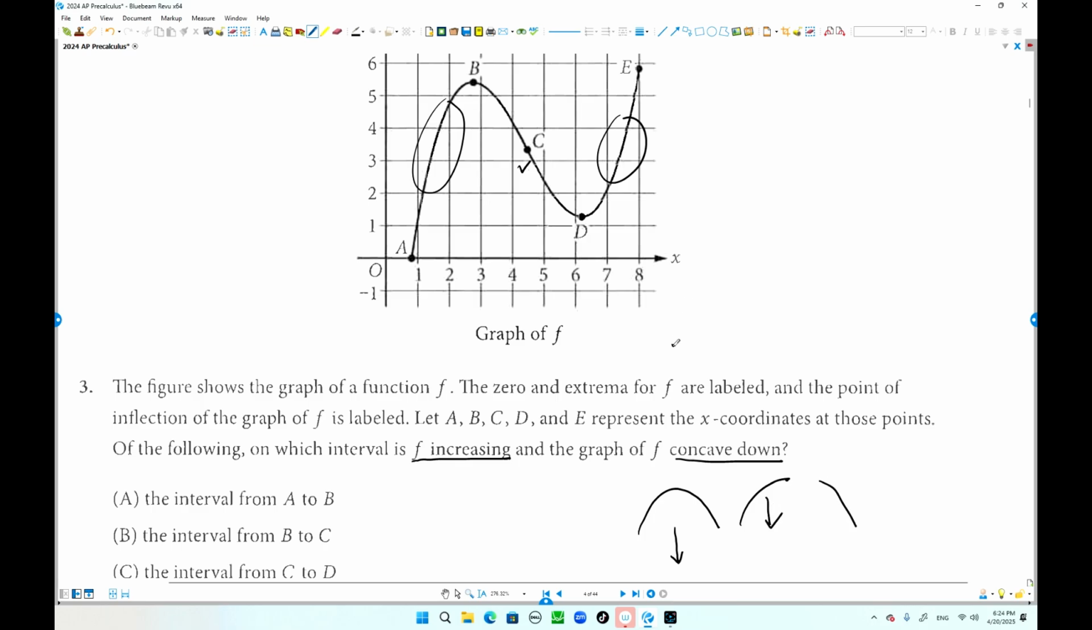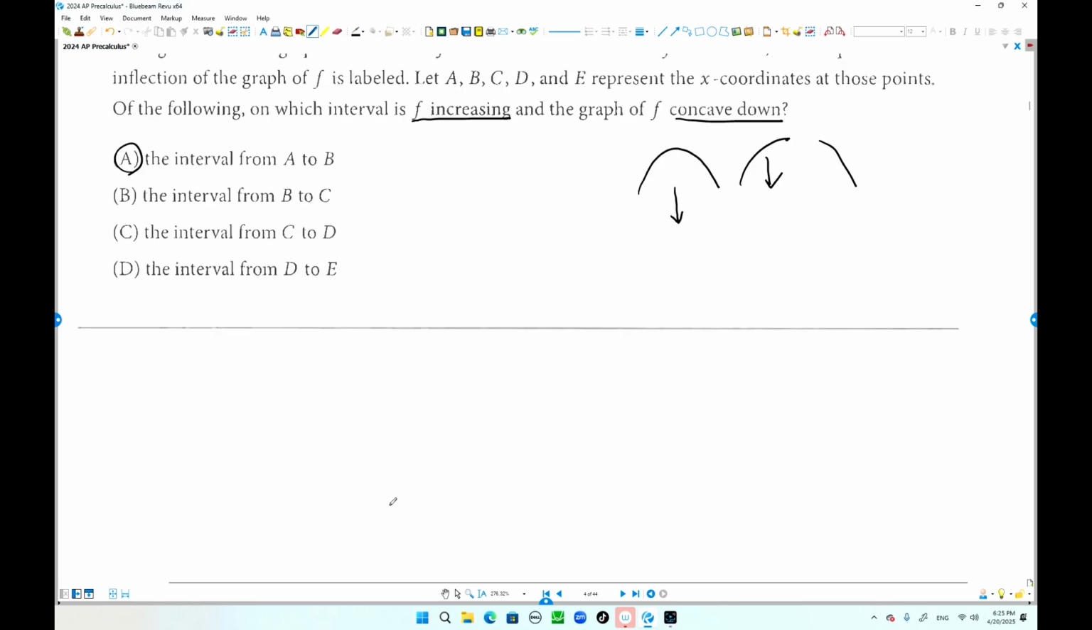What is concave up? This is concave up, the graph is open upward. This part is also concave up, and this is also concave up. So we have two increasing sections. Which one is concave down? This is concave down. So A, B is the answer.